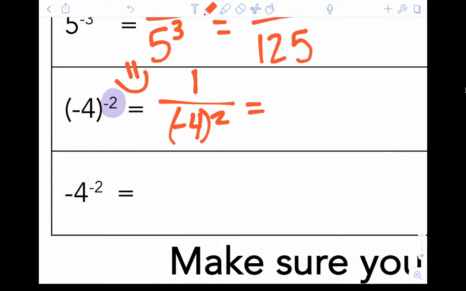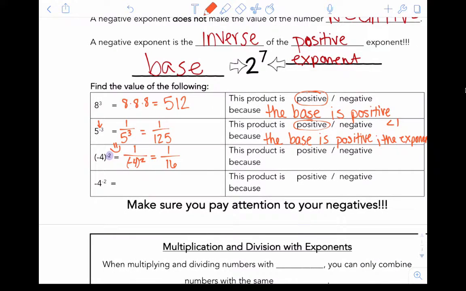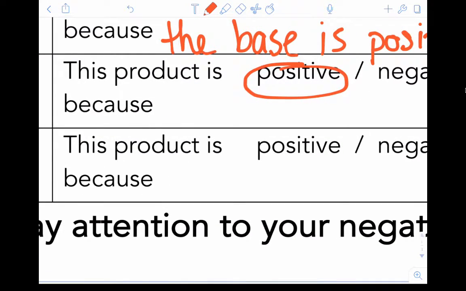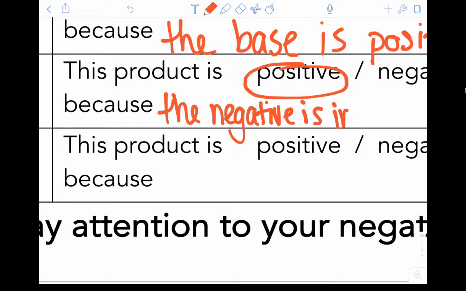And now when I multiply this out, I have the quantity of negative 4 squared. Well, that 2 as an exponent is still a friendly exponent. So this is actually 1 over negative 4 times negative 4, which is positive 16. So I have 1 over positive 16. So this answer is positive. And it's positive not because the base is positive, but because the negative is included in the base.